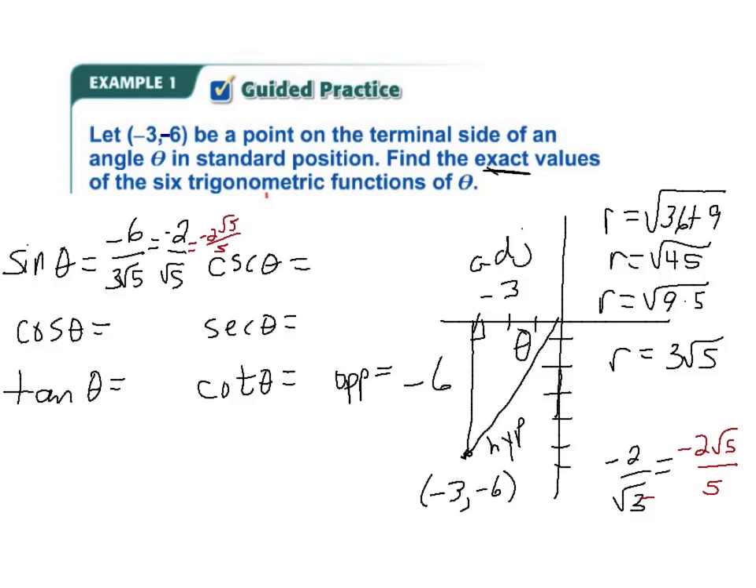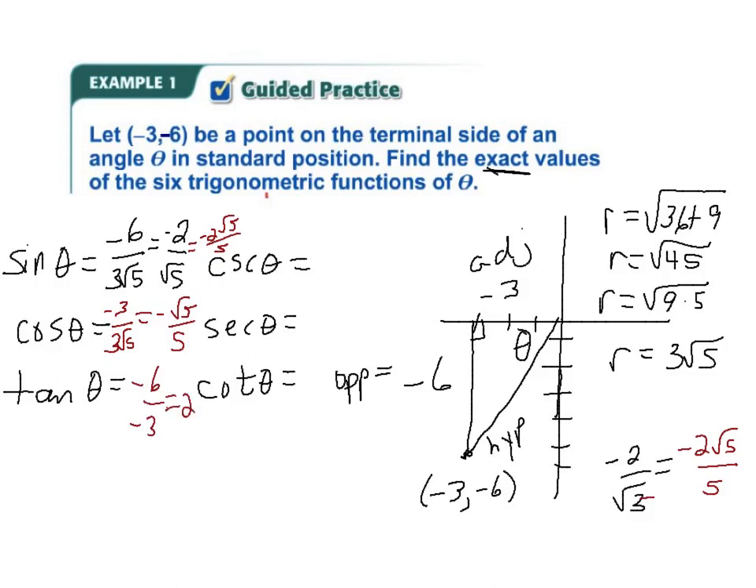Now our cosine is our adjacent over our hypotenuse, so that's -3 over 3 radical 5. And if we reduce that down, that's just going to be negative radical 5 over 5. Our tangent is opposite over adjacent, so that's negative 6 over negative 3, or 2.